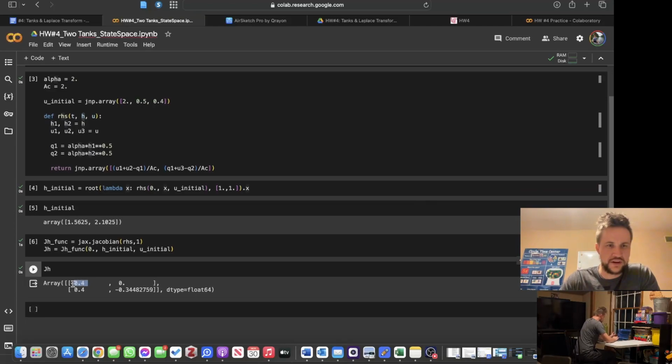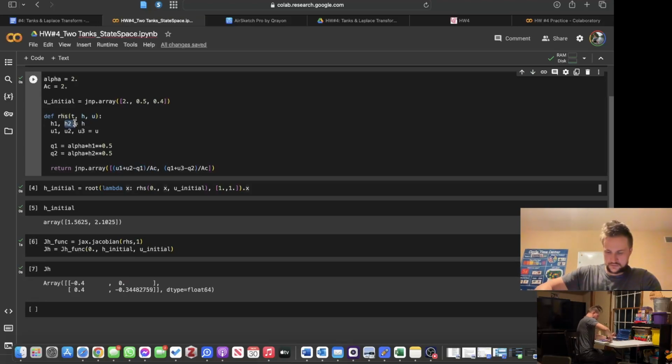And so this first value right here is assessing how this function changes with respect to the fluid height in tank 1. And then this value right here is saying how this function changes with respect to the fluid height in tank 2. And of course, I'll pull this back up. That would make sense.